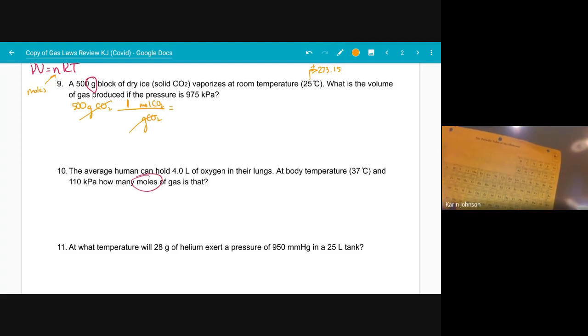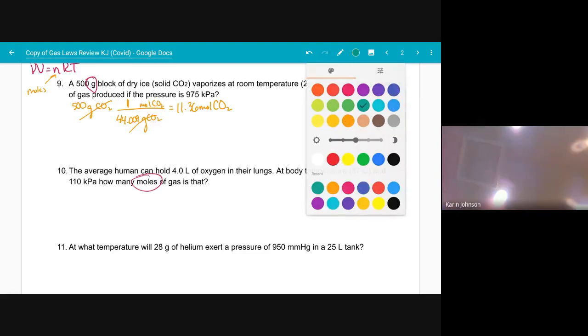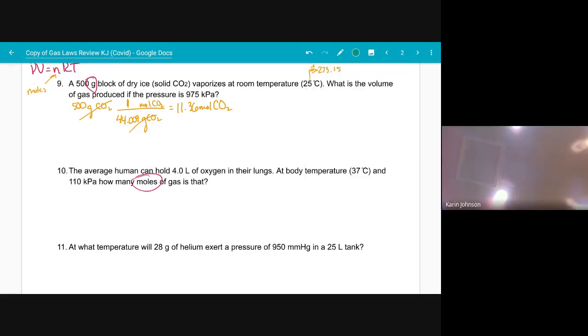Where do I have it? 44.009, it looks like. So 44.009 is the molar mass of CO2. So I'm going to do 500 divided by 44.009, and I get 11.36. That's how many moles of CO2 that I have. Now I'm ready to actually put it in the equation. So I've got my PV equals nRT.